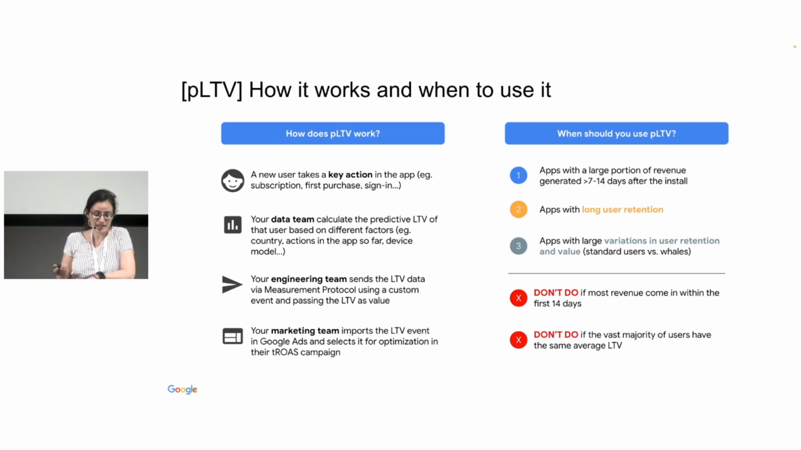And also, for example, if you have apps which have a large variation in the value of users. So, for example, you'd have most users with some average LTV, but some users are your whales. Maybe not a great idea to do pLTV because it's still pretty complex. I think the part of actually creating the model is the worst. I think that's the most work there. So don't do it if most revenue comes in within the first 14 days, and also if the vast majority of users have more or less the same LTV.